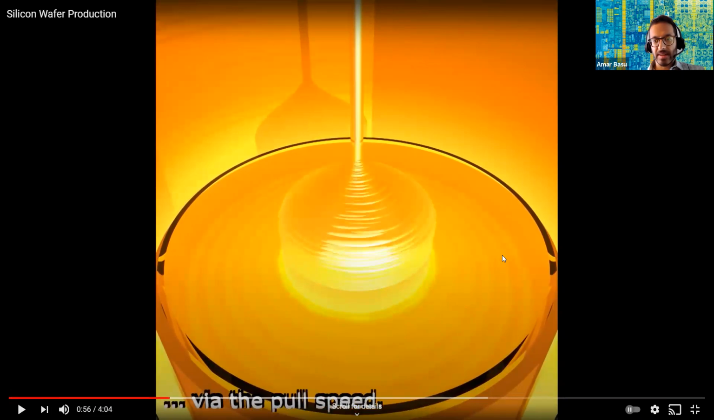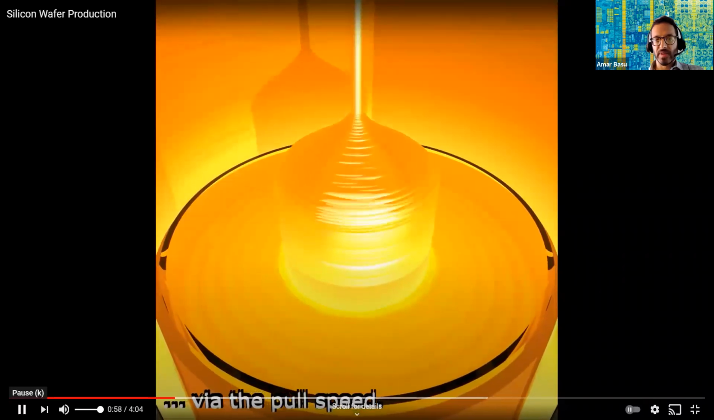What's happening is that the molten silicon is cooling, going from a liquid state to a solid state. You're pulling out the liquid, but it rapidly cools and becomes a solid, coming out in the form of a cylinder.